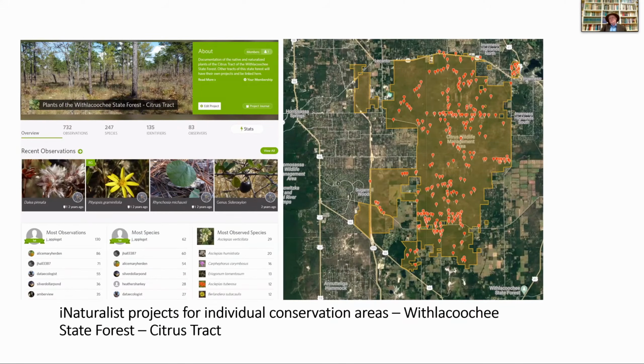I established many of these projects by uploading or using the boundaries of particular conservation areas, and then iNaturalist assembles the records that fall within that. So this is one for the Citrus Tract of the Withlacoochee State Forest in Citrus and Hernando counties, which is one we're actively working with.